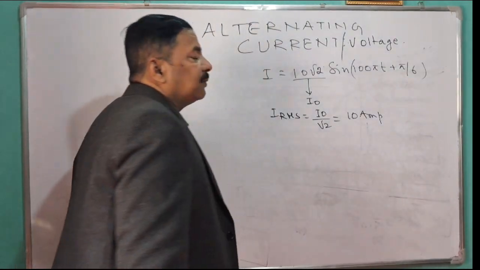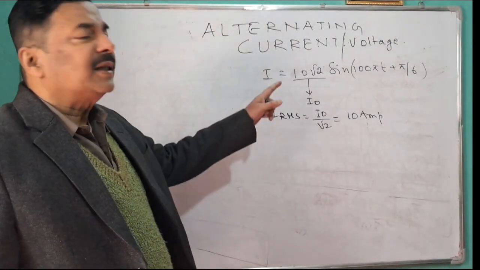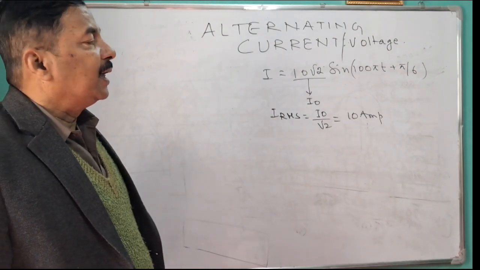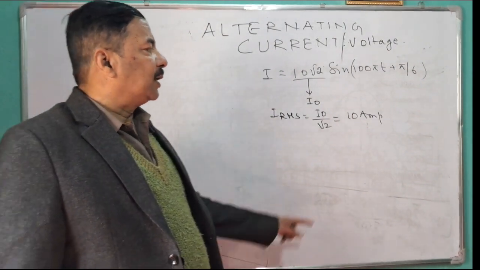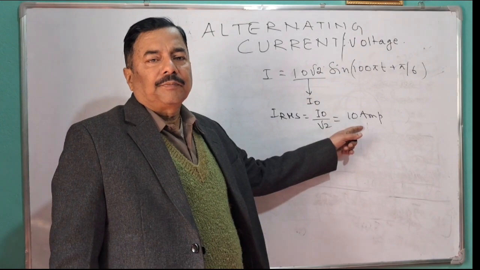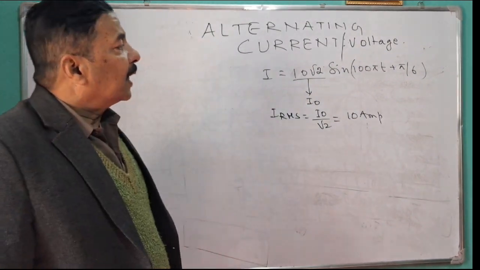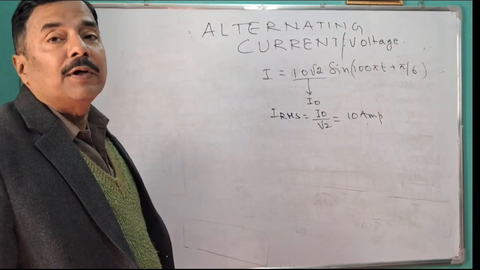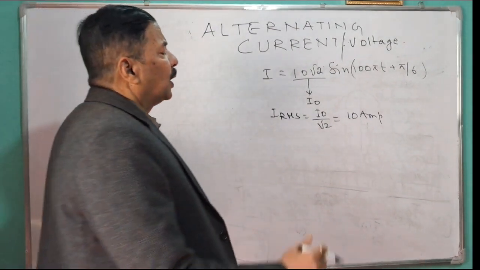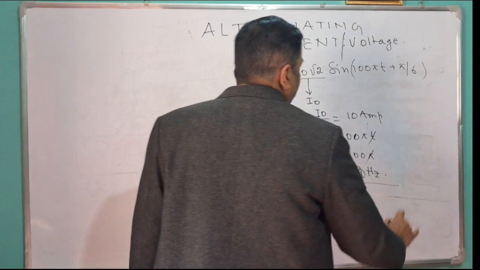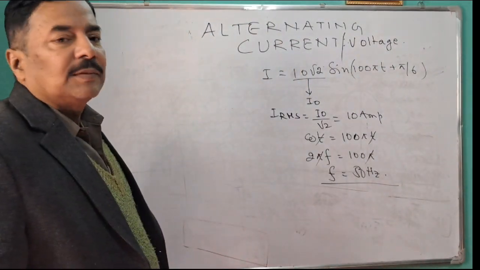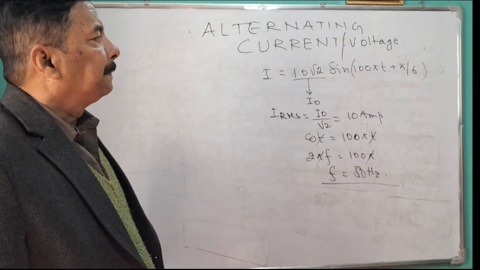So this is the RMS value. If you measure this AC with an AC measuring device, you will get this as the reading. Second thing, what is the frequency? Frequency you can understand, 50 Hertz is the frequency.